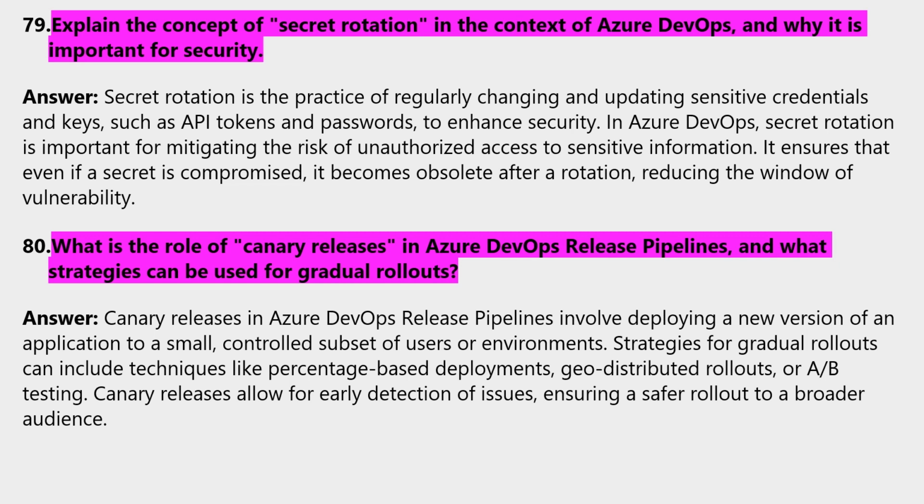What is the role of canary releases in Azure DevOps release pipelines, and what strategies can be used for gradual rollouts? Answer: Canary releases in Azure DevOps release pipelines involve deploying a new version of an application to a small, controlled subset of users or environments. Strategies for gradual rollouts can include techniques like percentage-based deployments, geo-distributed rollouts, or A/B testing. Canary releases allow for early detection of issues, ensuring a safer rollout to a broader audience.